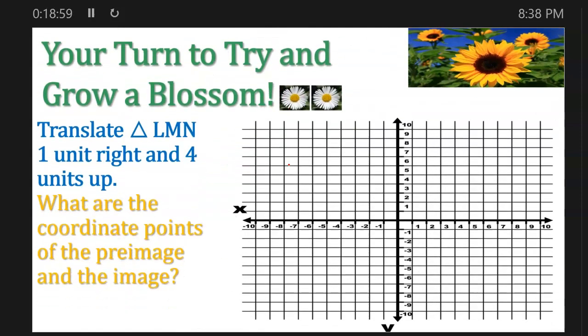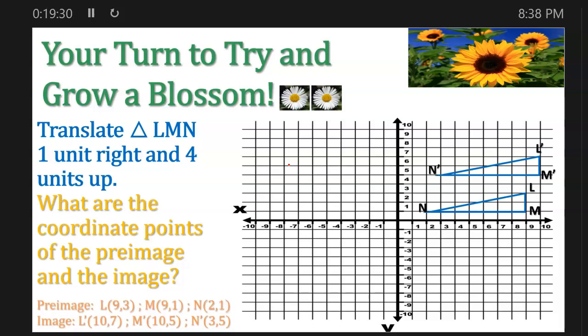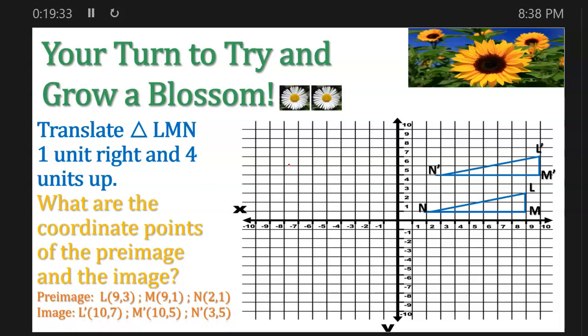All right, let's try to grow a second blossom. We're going to translate triangle LMN 1 unit right and 4 units up. What are the coordinate points of the pre-image and the image? Let me go ahead and give you that triangle, LMN. We're going to translate it 1 unit right and 4 units up. I'm going to ask you to pause, and I'll count to 3. 1, 2, 3. All right, our new triangle should be in this location here, L prime, M prime, and N prime. And the pre-image and the image points should look something like this.